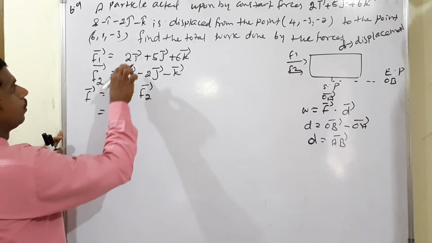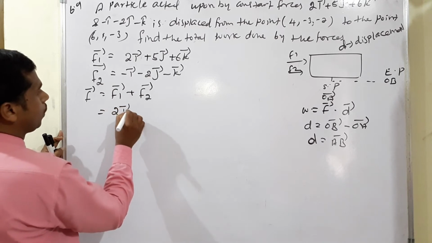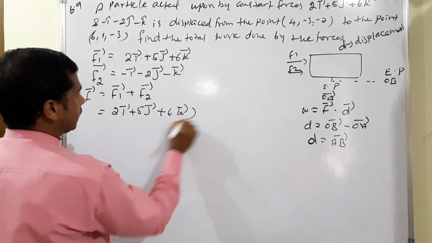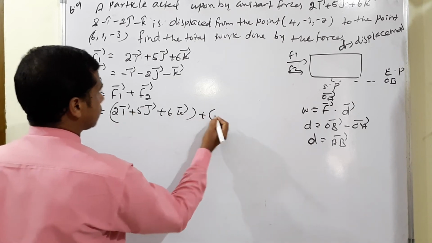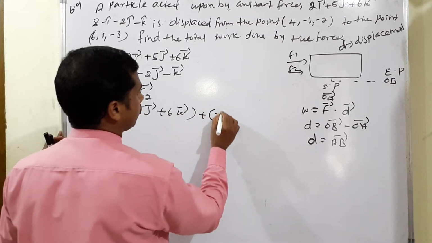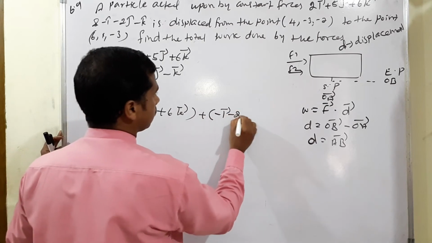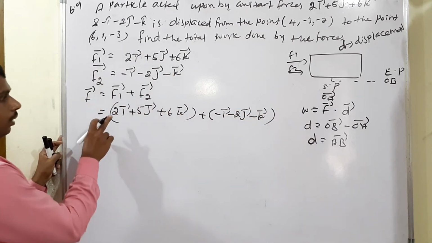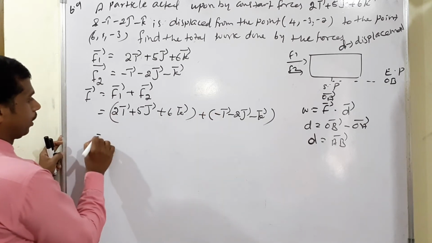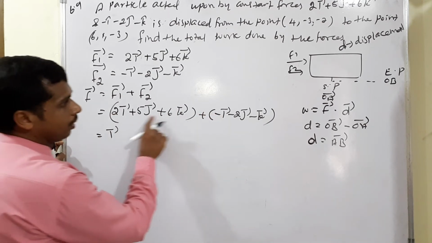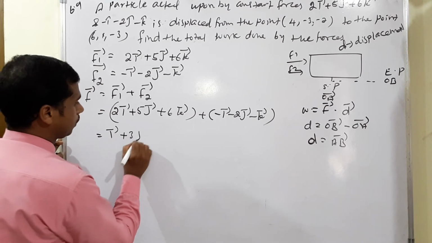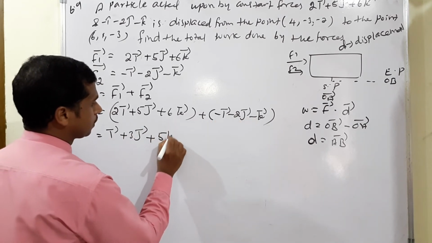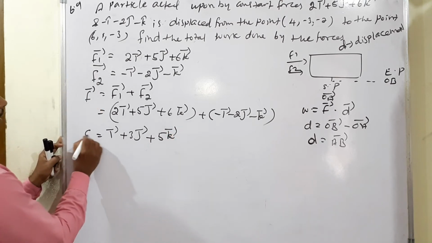So, F1 is equal to what is the value? 2i vector, 5j vector, 6k vector, plus F2, which is minus i vector minus 2j vector minus k vector. Look here, 2 minus 1 gives i vector, 5 minus 2 gives 3j vector, 6 minus 1 gives plus 5k vector. This is called F.